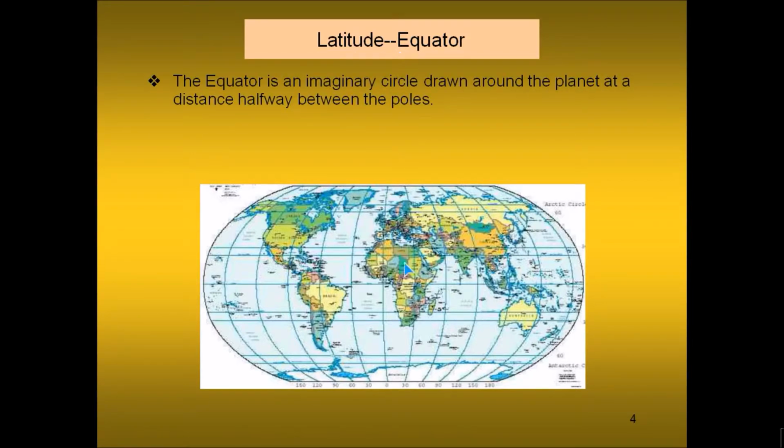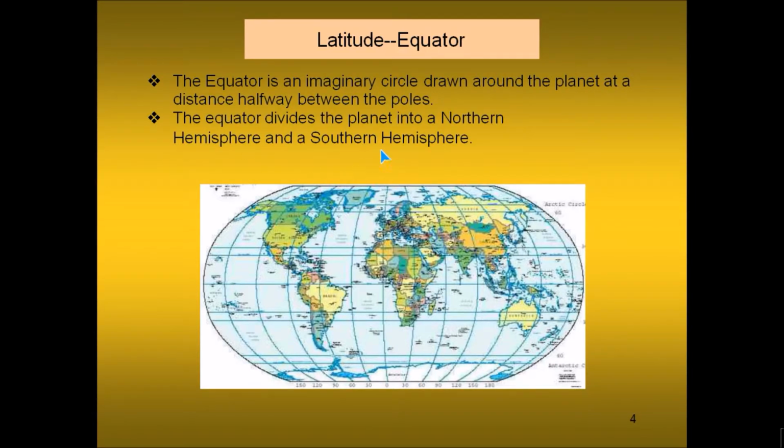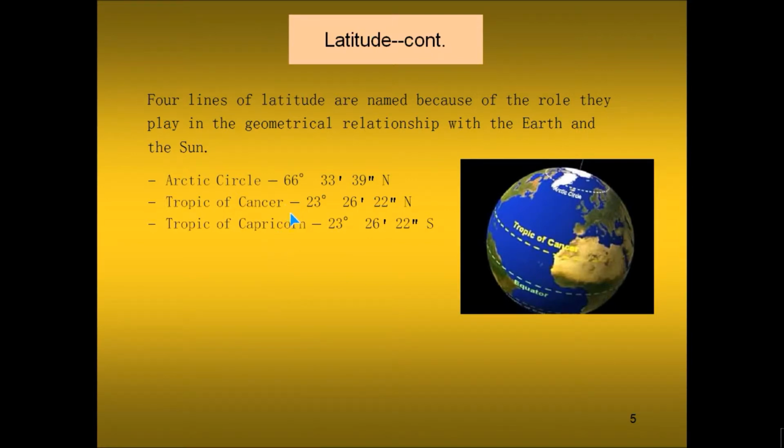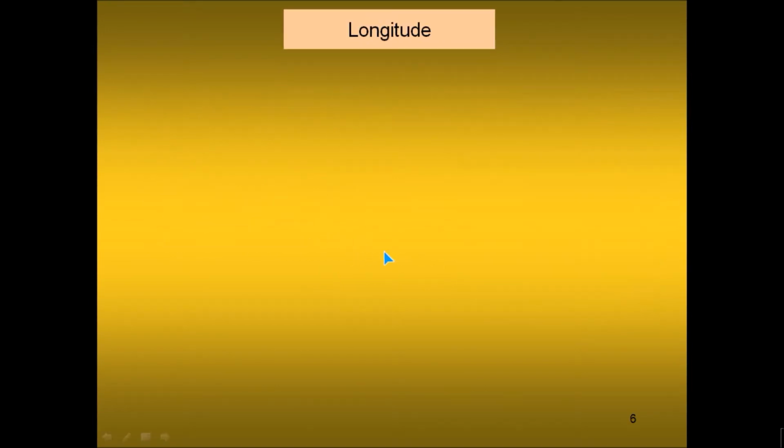The equator is an imaginary circle drawn around the planet at a distance halfway between the poles. The equator divides the planet into the northern hemisphere and the southern hemisphere. The latitude of the equator is, by definition, 0. Four lines of latitude are named because of the role they play in the geometrical relationship between the Earth and the Sun. These are the Arctic Circle, Tropic of Cancer, Tropic of Capricorn, and Antarctic Circle. This is how they are.